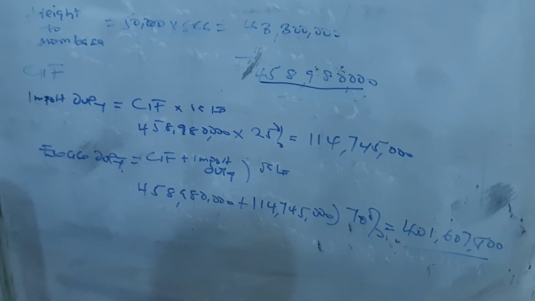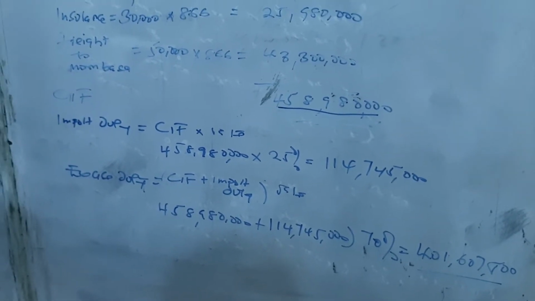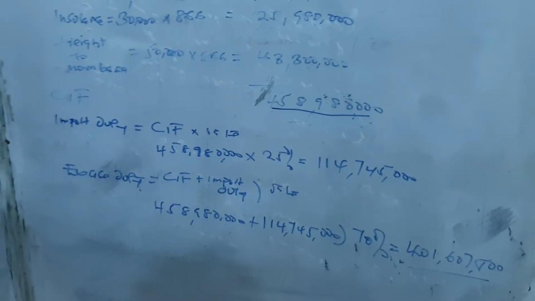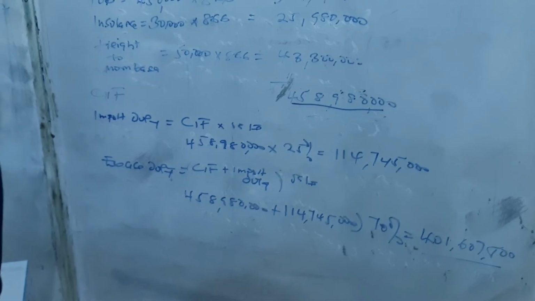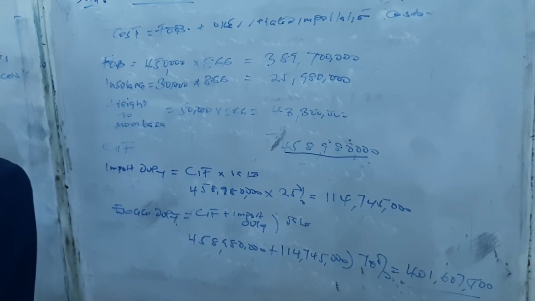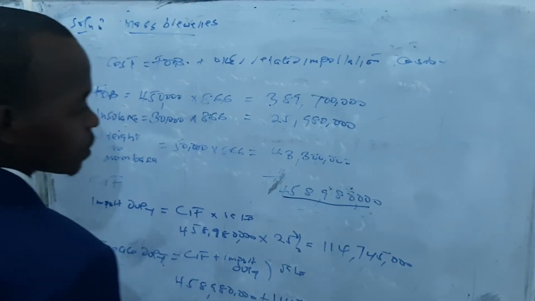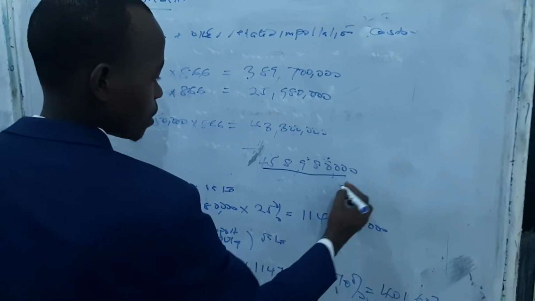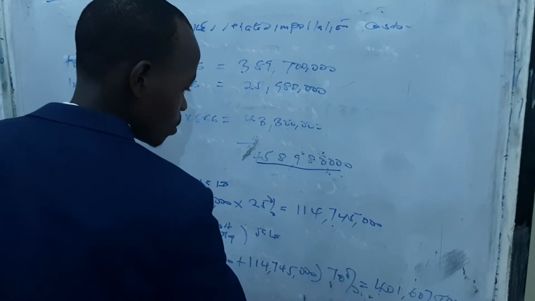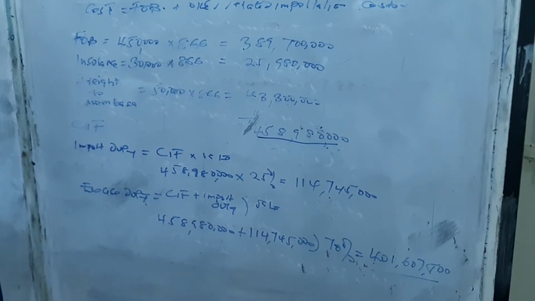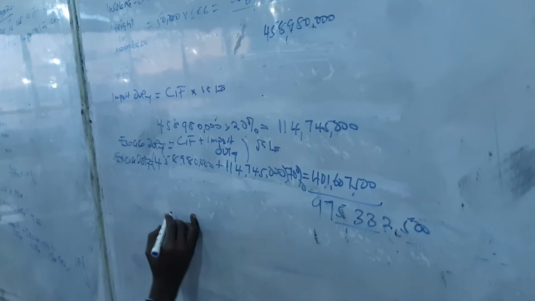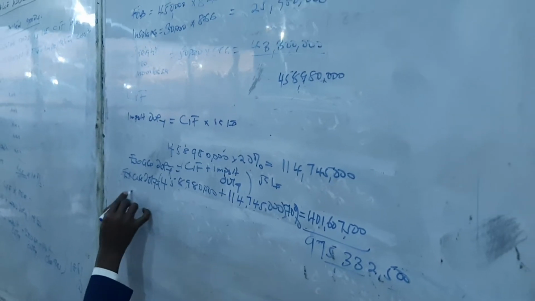And we need to get the customs value. So the customs value here, we need to sum up everything. So therefore, the customs value will be this one plus this one plus this one, which finally will give us the customs value.